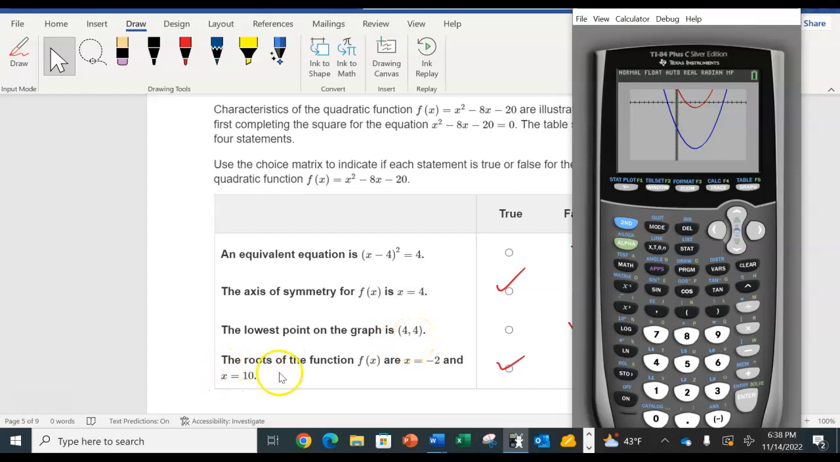And then the roots are the same thing as your x-intercepts. So does x equal negative 2 and x equal 10? So you can see here x equals 2, 1, 2, 3, 4, 5, 6, 7, 8, 9, 10. So that is true. You can see that the x-intercepts, or the roots is another word. It's just a definition you need to know for x-intercepts.